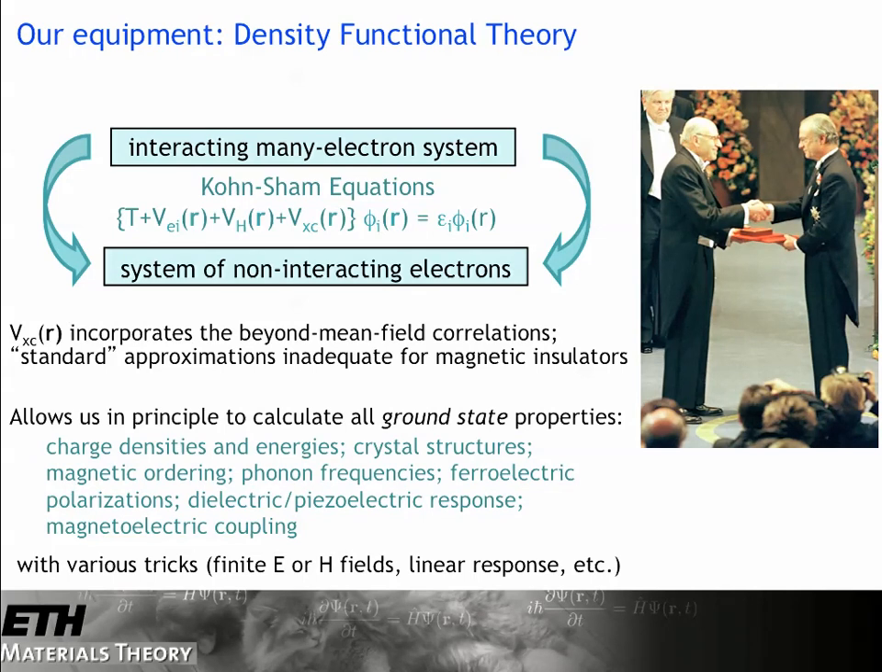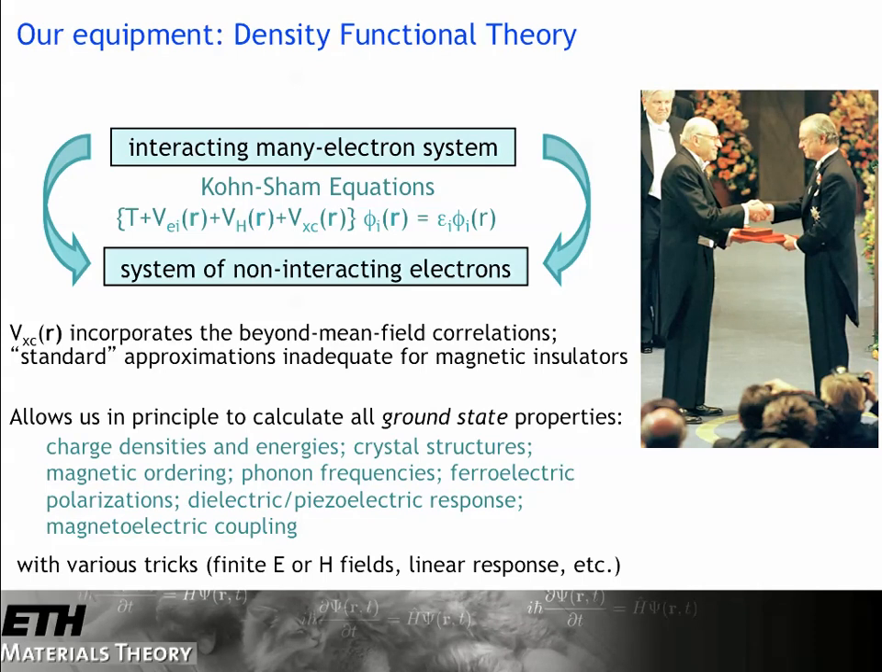And it does this via a system of equations called the Kohn-Sham equations. Now remember, I said to you earlier, the reason that we were interested in transition metal oxides is because of these so-called strong correlations, in which the electrons really are not mean field-like. So there's an obvious problem with making this mapping, and we have to be very careful in the way that we then incorporate beyond mean field correlations.